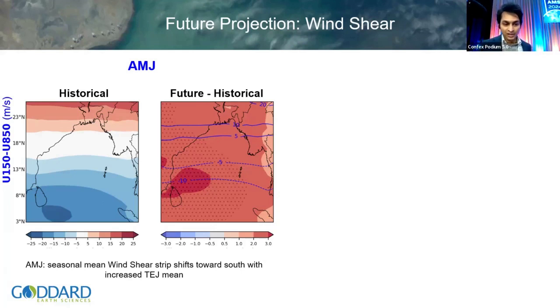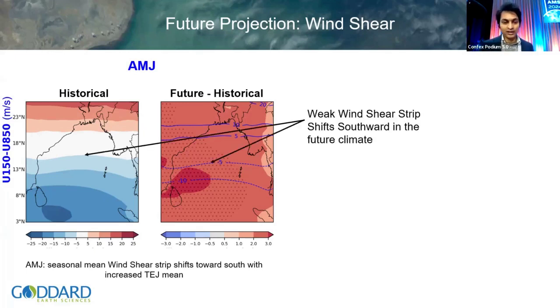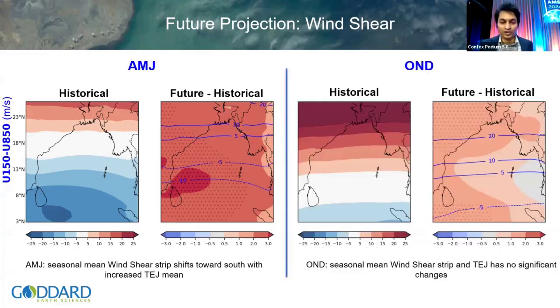Specifically, it shifts the weaker wind shear strip towards the south, an almost 2.5 degree shift of that weaker wind shear strip from northern to southern Bay of Bengal, which basically suppresses tropical cyclone development in the pre-monsoon season. However, if you look at October, November, December, there is an increase, but it's not statistically significant, or the shift in the weak wind shear is not significant enough.